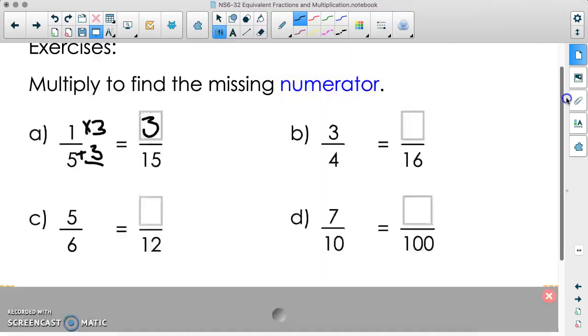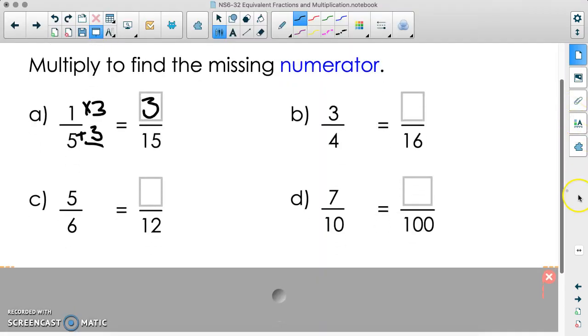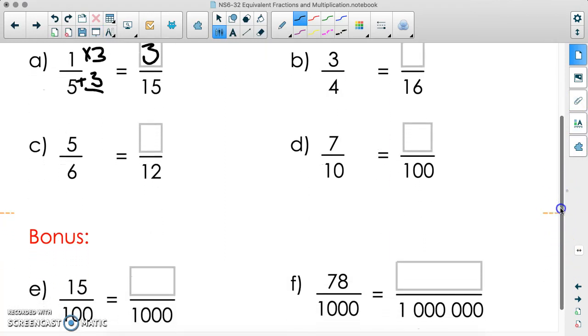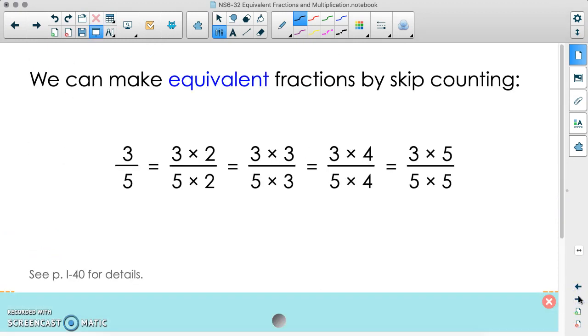Once you have finished B, C, and D on your whiteboards, you're going to resume your screencast. There's also a bonus down below here that you can give a try.